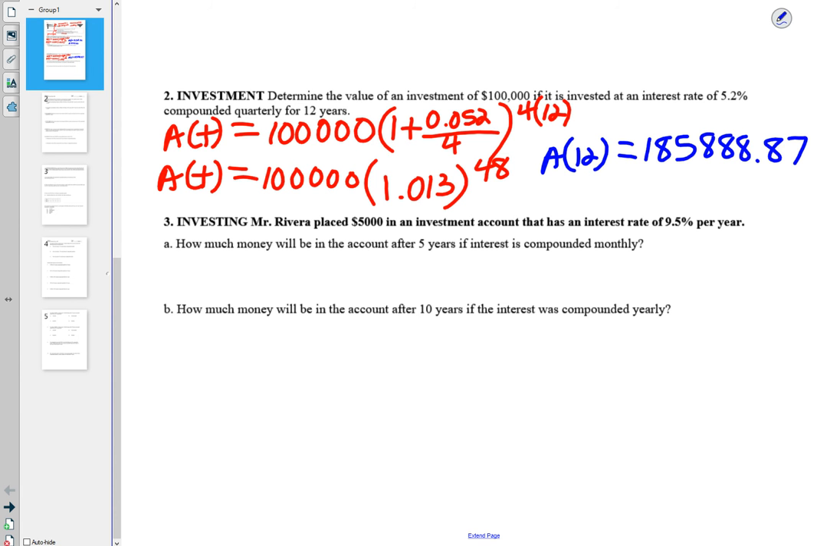If they were to rephrase the question, how much money did this person make off of their investment in 12 years? They didn't give a name here. What would you say? What did they profit from the investment? Yeah, $85,888.87, because originally they gave $100,000, so you can't count that. That was already their money from the beginning.